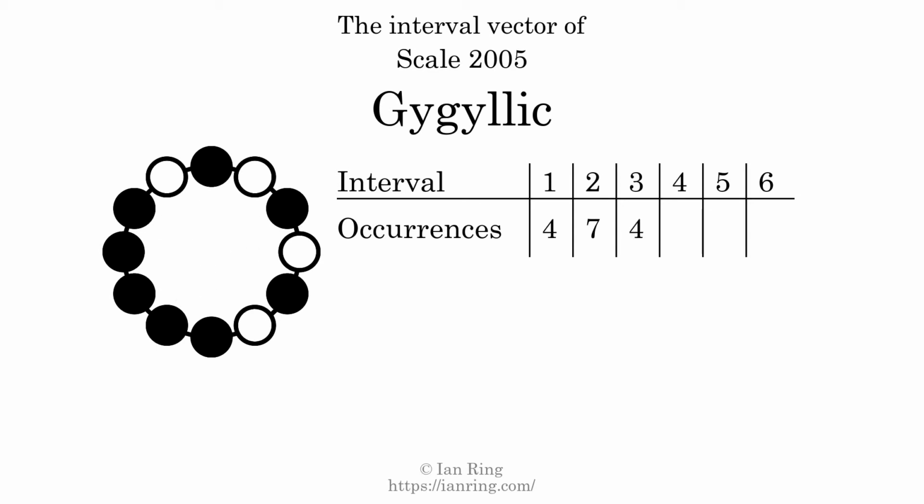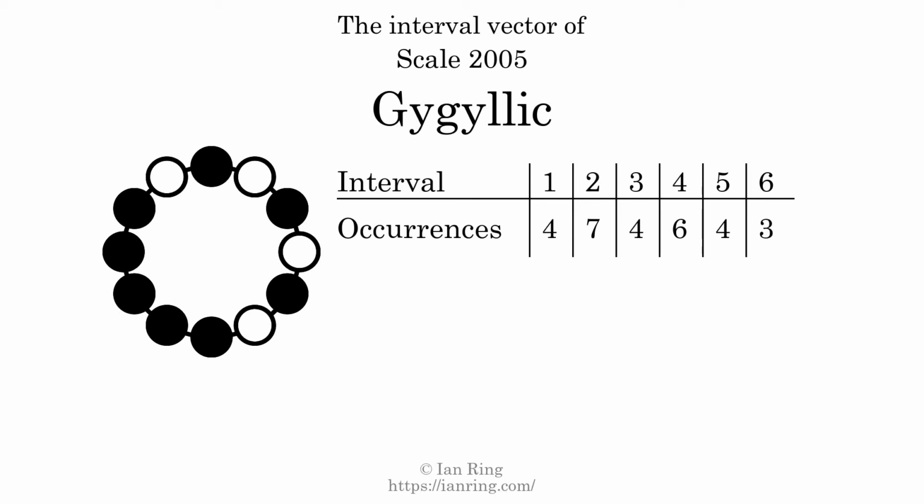There are four intervals with the size of three semitones. They are here, here, here, and here. There are six intervals with the size of four semitones. They are here, here, here, here, here, and here. There are four intervals with the size of five semitones. They are here, here, here, and here.